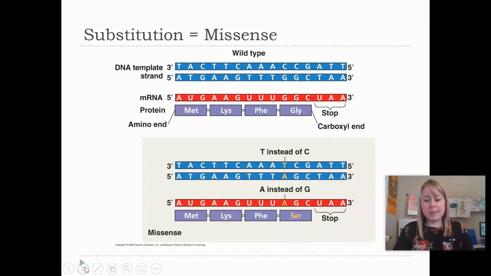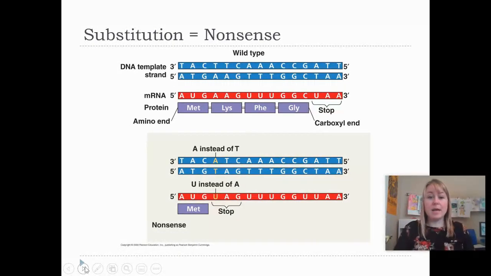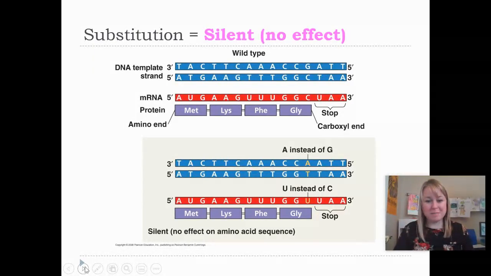So this is just a picture that goes with the words from the previous slide. A missense mutation, again, is just one amino acid that's different. So in this case, glycine was swapped for a serine. A nonsense mutation, in this case, we had the lysine accidentally get switched to a stop codon. So it stopped as soon as it started. This will never exist as a protein.